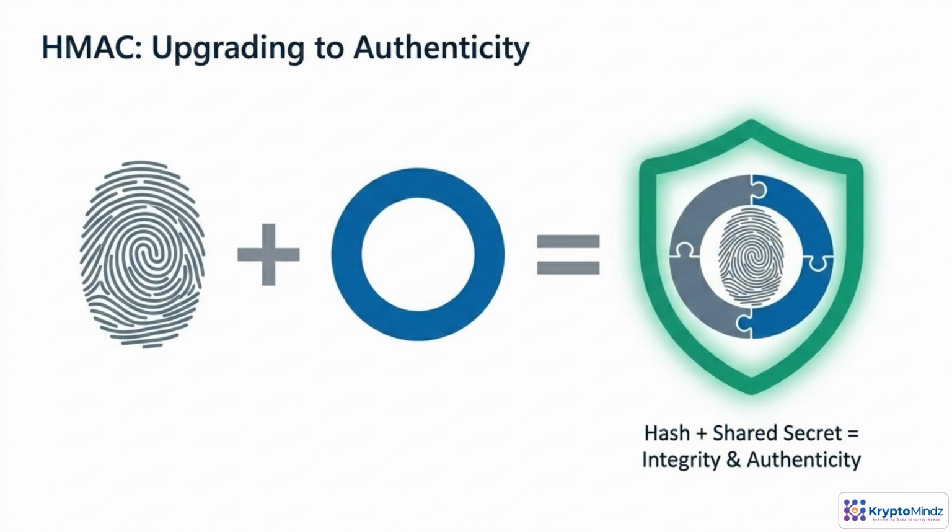Hashes alone only tell you if data changed. They don't tell you who created it. HMAC fixes that by combining a cryptographic hash with a secret key that only the sender and receiver know. If the HMAC verifies, you know the data is intact and that someone who knew the shared secret produced it. That gives you integrity plus authenticity in a single primitive.